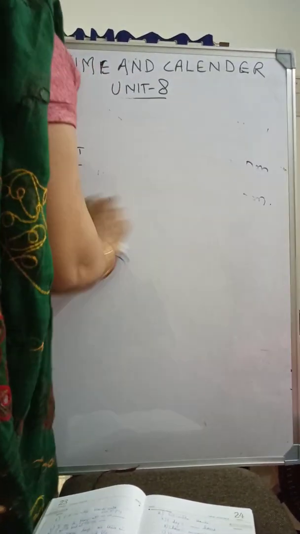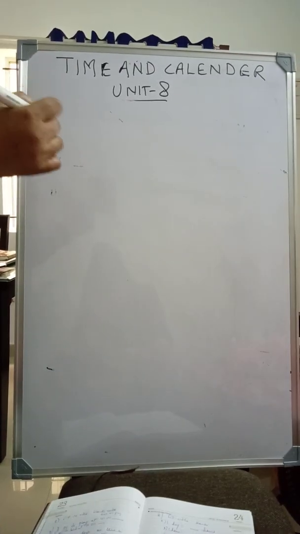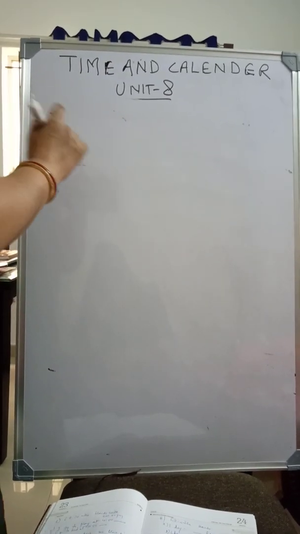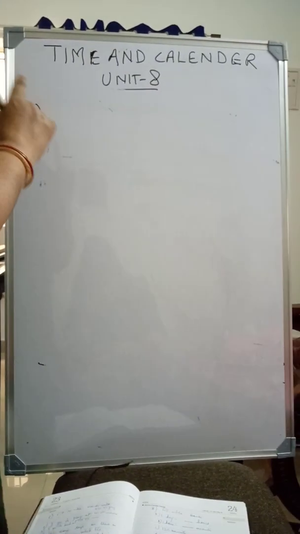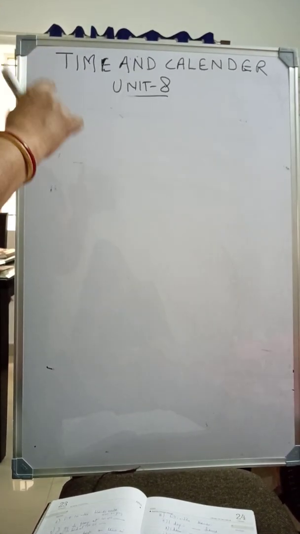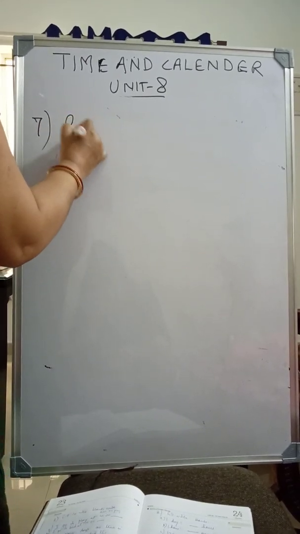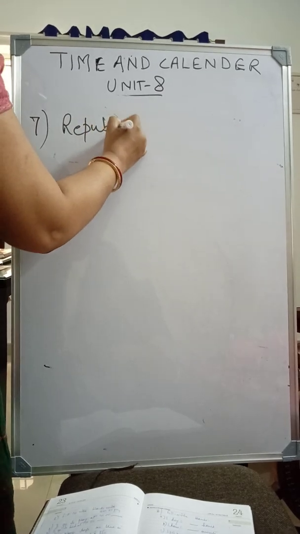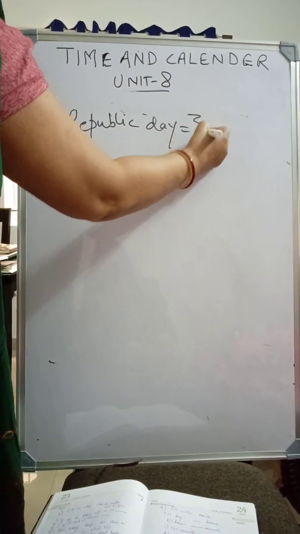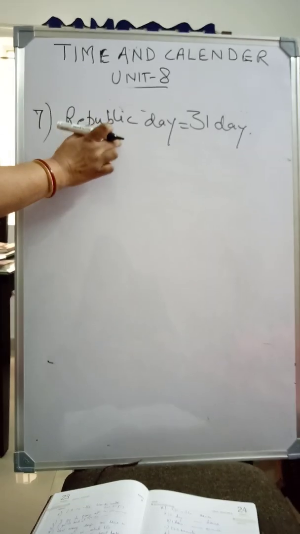Now let us discuss question number 7. In question number 7, you have to write down how many days there are in the month in which the following important days fall. For example, Republic Day. Republic Day falls in the month of January. January has how many days? 31 days. So you have to mention the number of days of the month in which this particular special day falls.